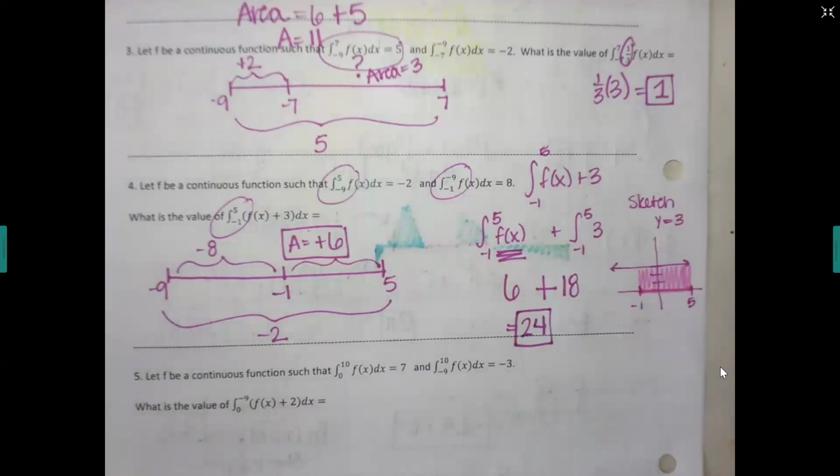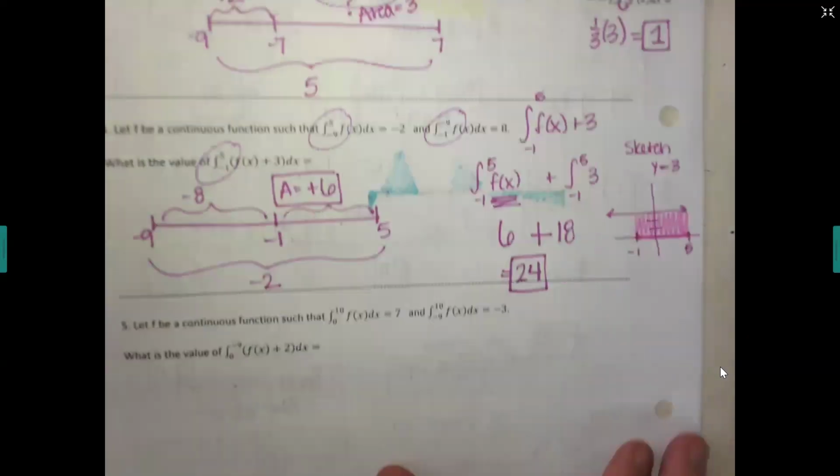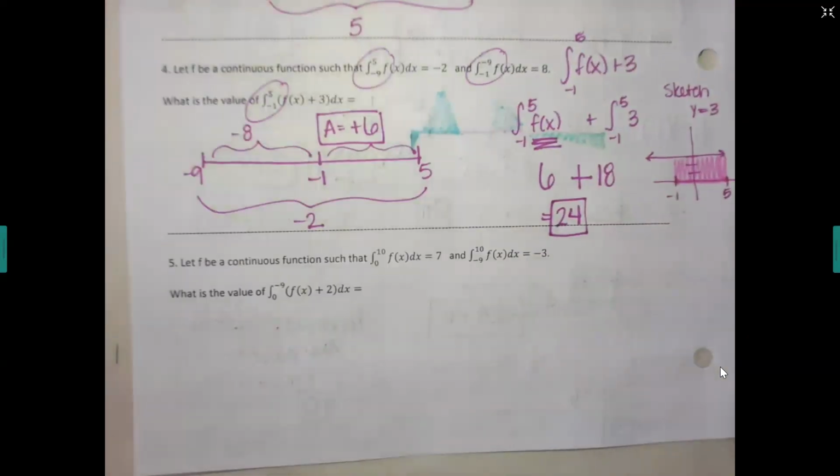Okay, let's try one more like that. Take a look at number 5. Set up your number line. I'm seeing numbers 0, 10, 10, and -9. So I want the longest interval to be my endpoints, which would be what 2 numbers?